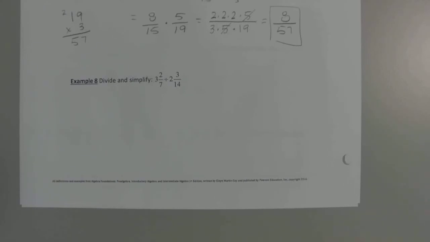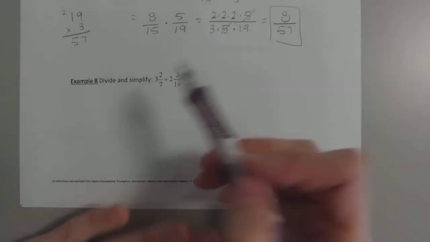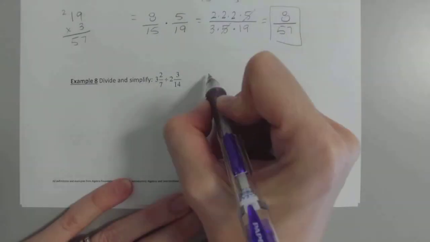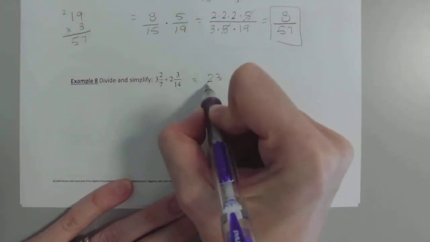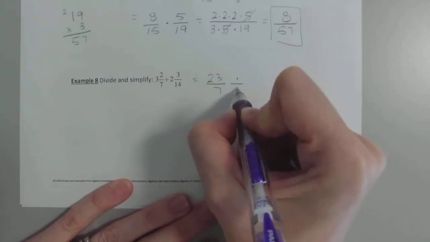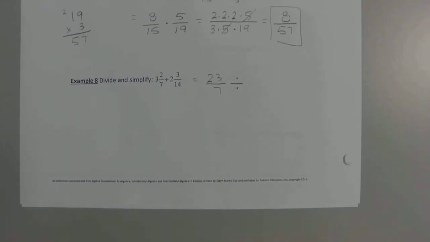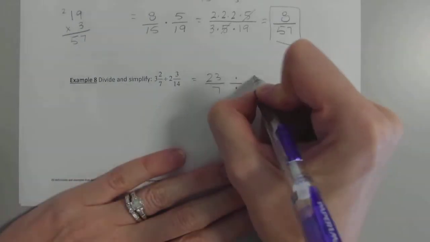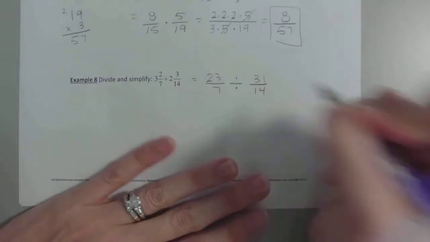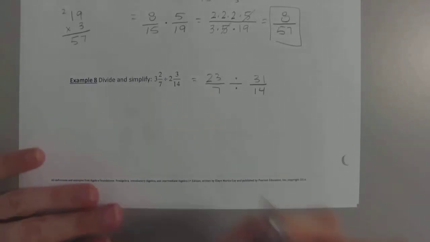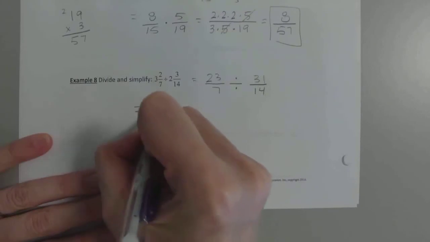All right, next one. Again, before we even change it to a multiplication problem, let's change them into improper fractions first. 7 times 3 is 21. 21 plus 2 is 23 over 7. Divided by, still keeping it division. 2 times 14 is 28. 28 plus 3 is 31, still over 14. Okay? So I haven't done any actual computing yet, right? I've just changed them from mixed numbers.